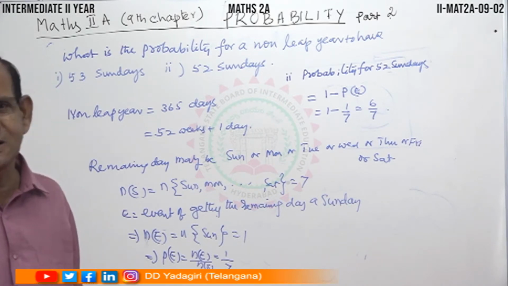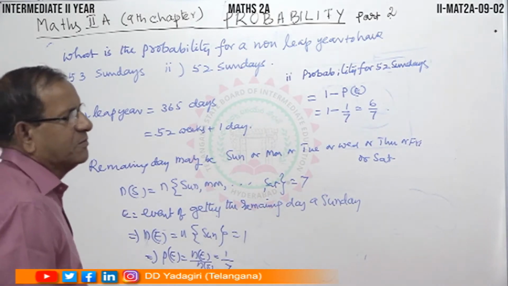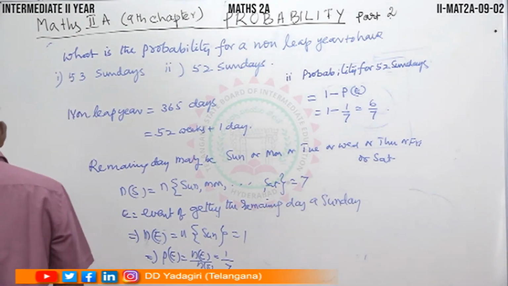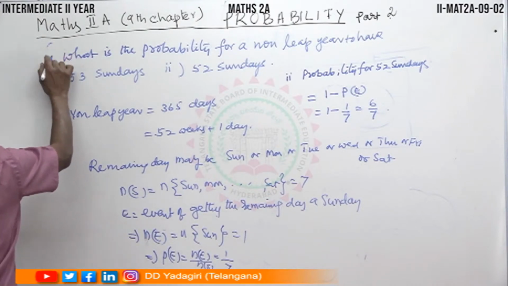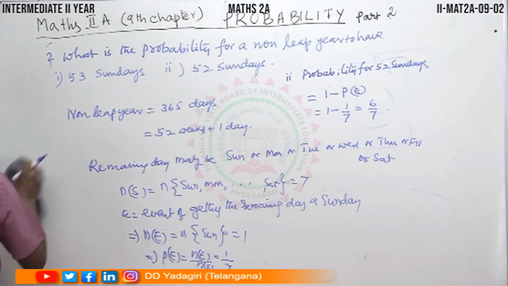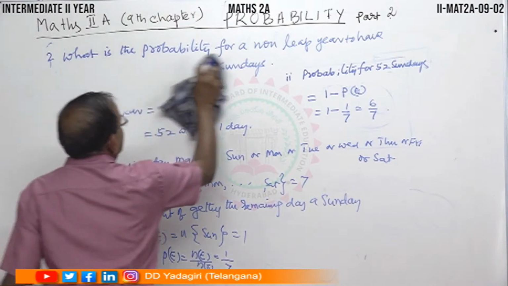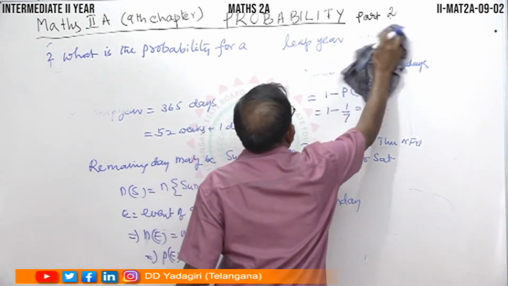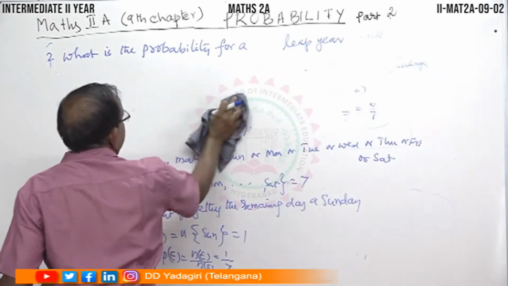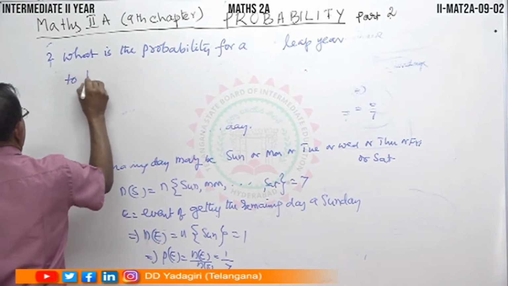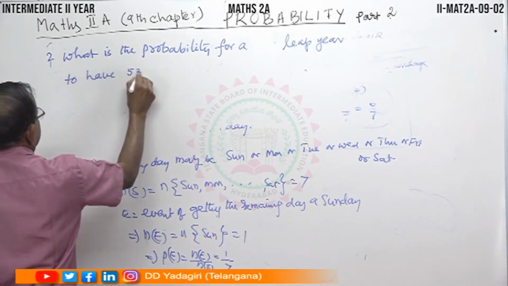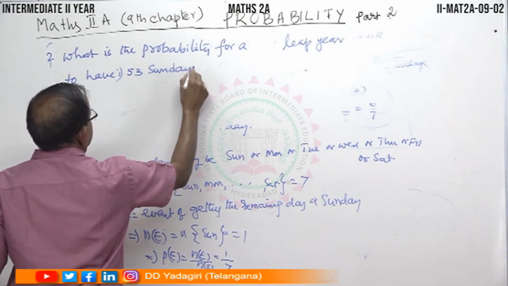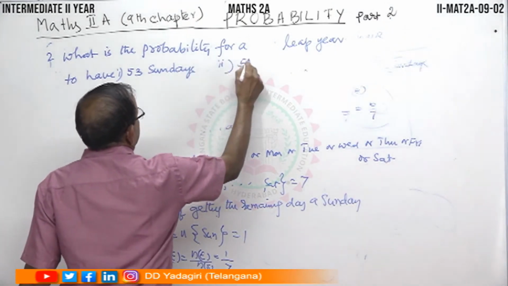Now I will explain the same question for a leap year also. What is the probability for 53 Sundays in a leap year? This was the first question; next, for a leap year, to have 1. 53 Sundays and 2. 52 Sundays.